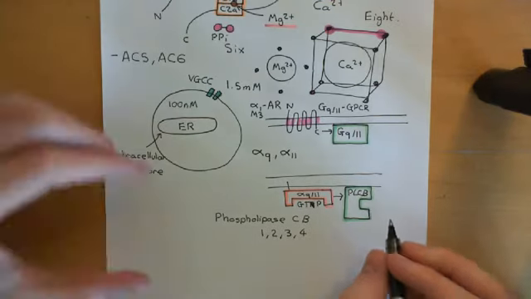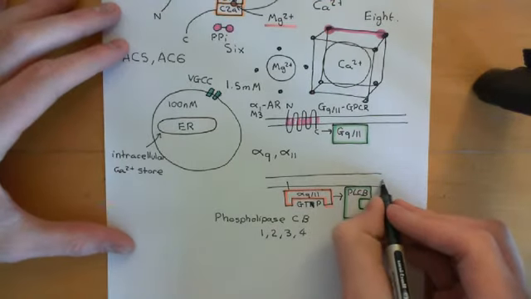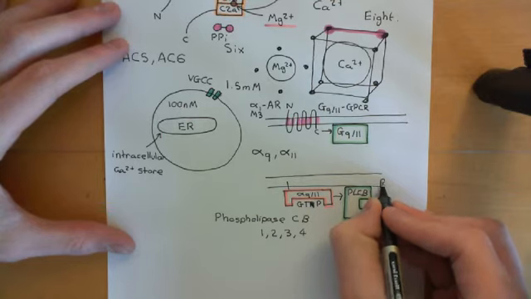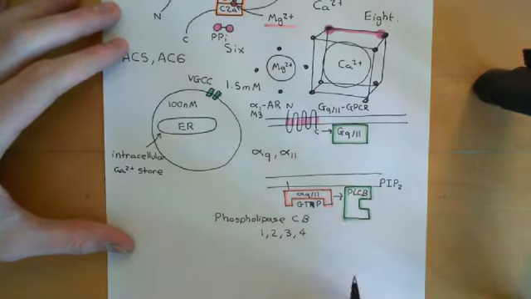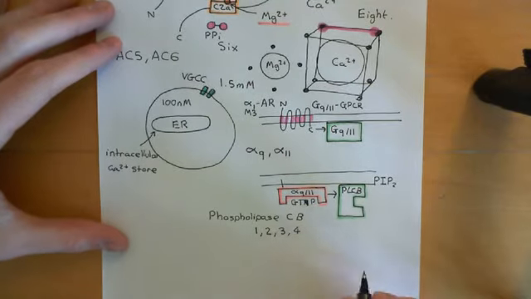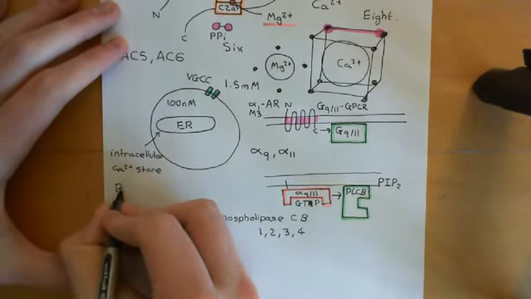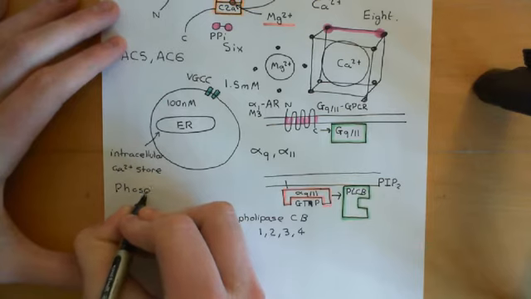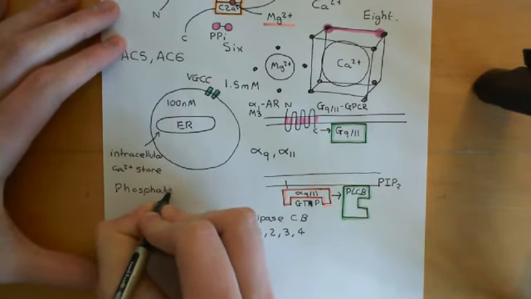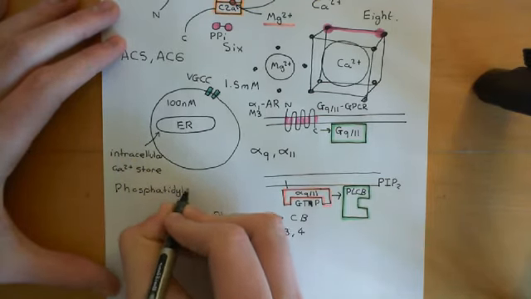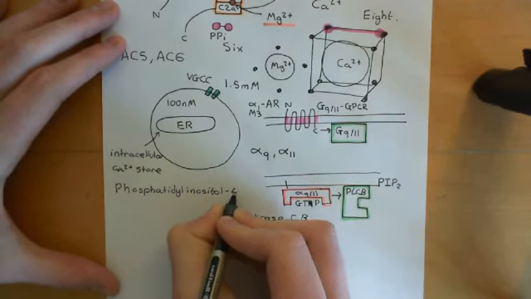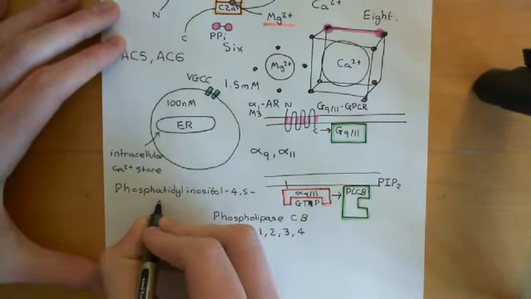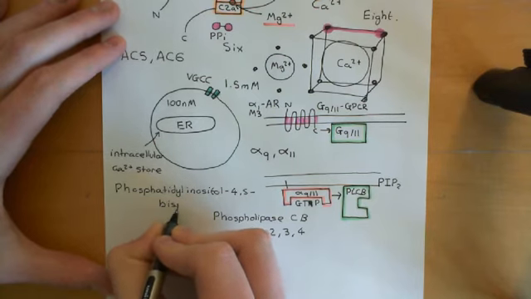And once they've been activated, they will start breaking down a membrane phospholipid called PIP2, standing for phosphatidylinositol 4,5-bisphosphate. So I should probably write its name out in full. This is phosphatidylinositol, that's the PI, and then it's 4,5-bisphosphate. Now this is a normal component of the plasma membrane.